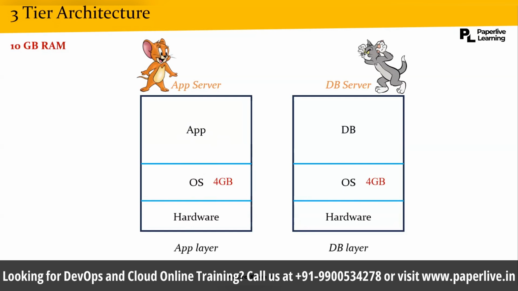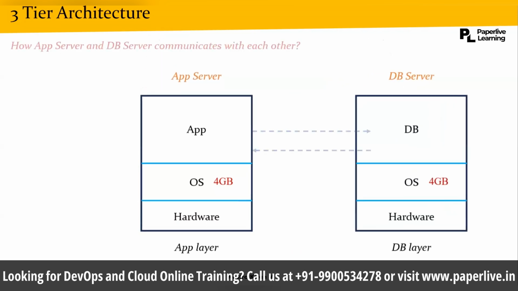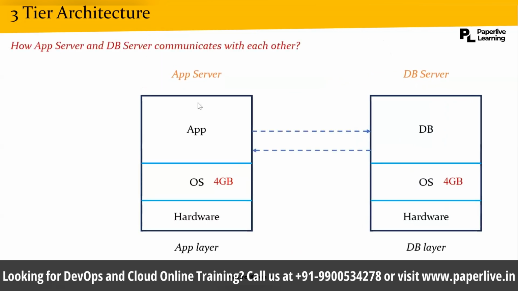So now 50% of the problem is solved. What is that 50% of the problem solving? I have successfully divided the app layer and database layer separately, which is done. Now, the question is how the communication between the app layer and database layer will happen. They should have a communication, right?